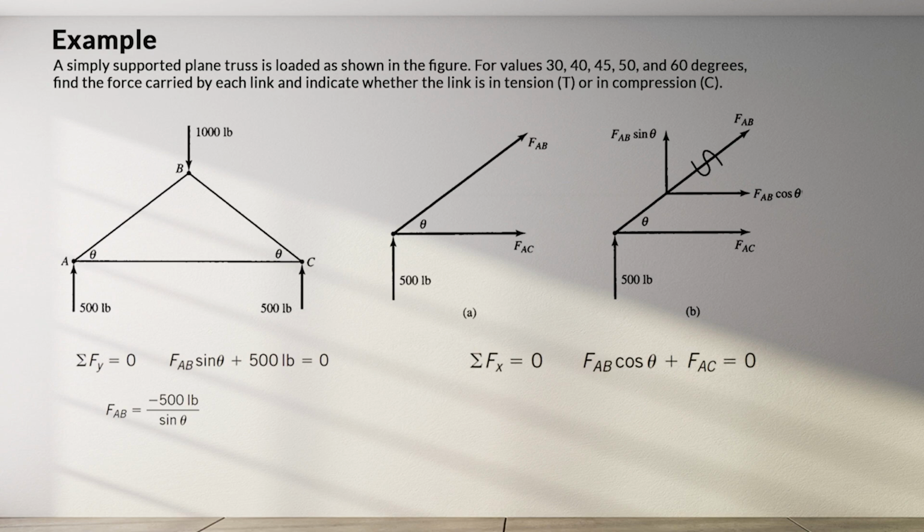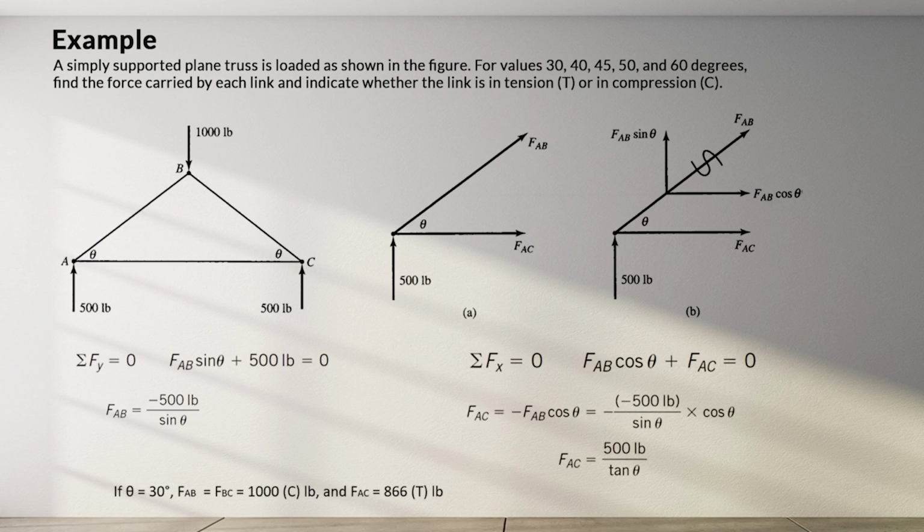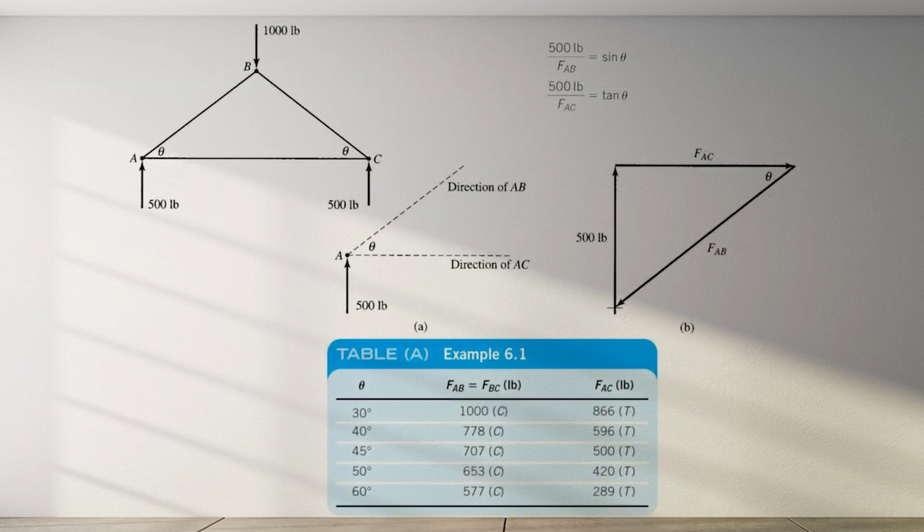If we use our equilibrium equation, summation of x forces is equal to 0, we will also have an expression for FAC of 500 pounds over tangent theta. Then plug in the values of theta. For example, if we plug in 30 degrees, we will find that FAB equals FBC equals 1,000 pounds in compression, and FAC equals 866 pounds in tension. Then we can fill in the table with all the other values that we need.